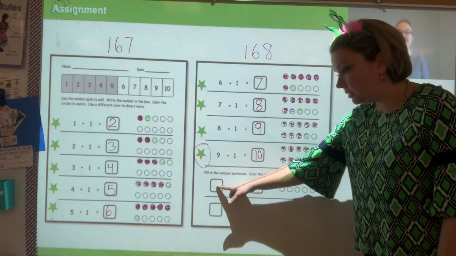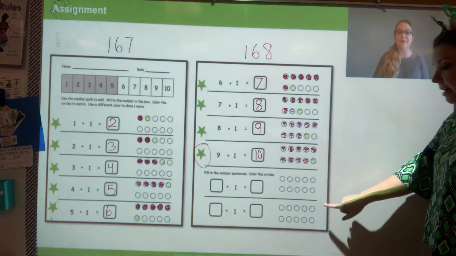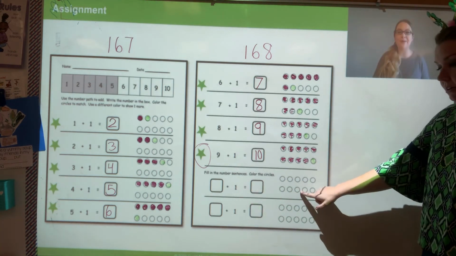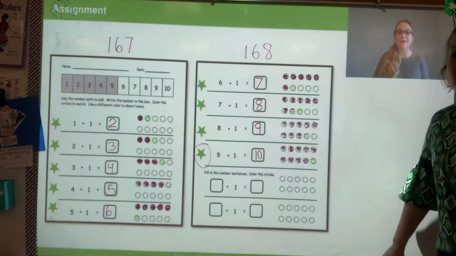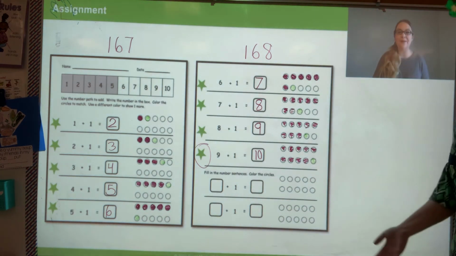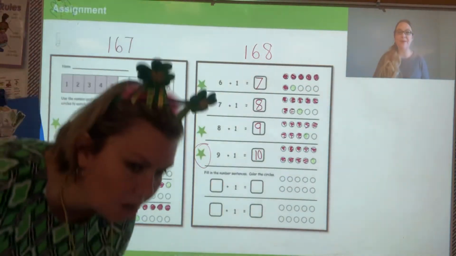Write it in the first box. Then, color in that many circles. Then color in one more. Write the total in the last box. Do that for the next 2. I will stay online if you need help. If you are good to go, you may silently sign off.